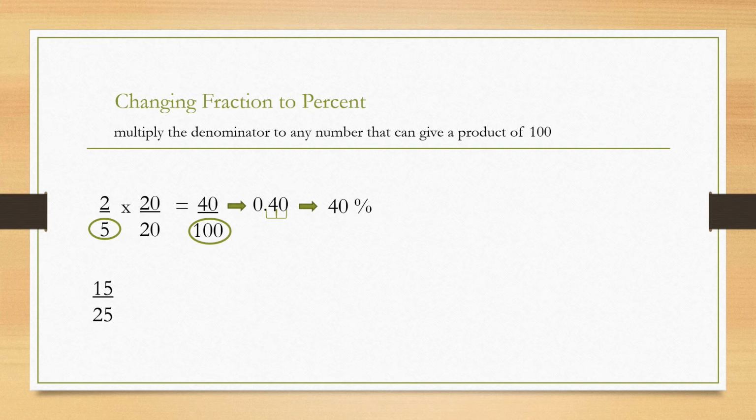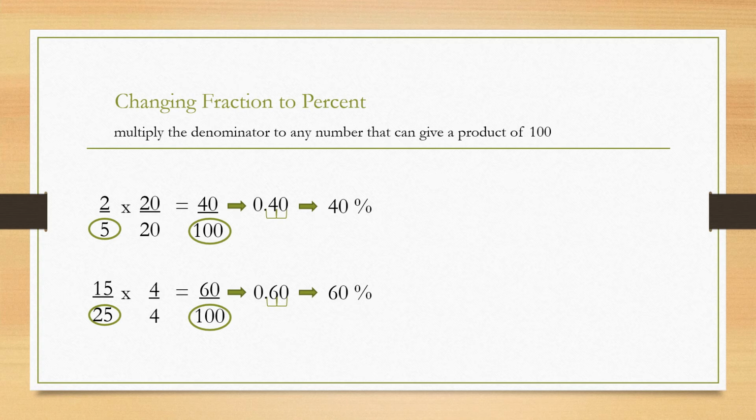Next, let's have another example. Example, yan, 15/25. So, again, ang given natin dyan, hindi 100 ang denominator. So, again, gagawin natin siya laging 100 dapat. Multiply to the number that can give a product of 100 sa ating denominator. So, that is 4. 25 times 4, that is 100. And 15 times 4, that is 60. So, in decimals, that is 60 hundredths. So, in percent, magiging 60% na siya.